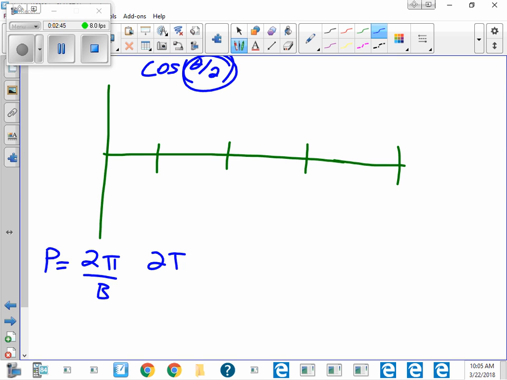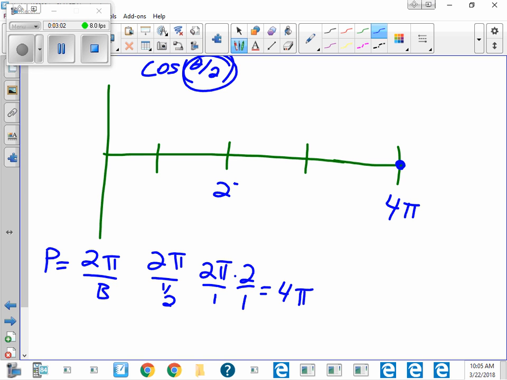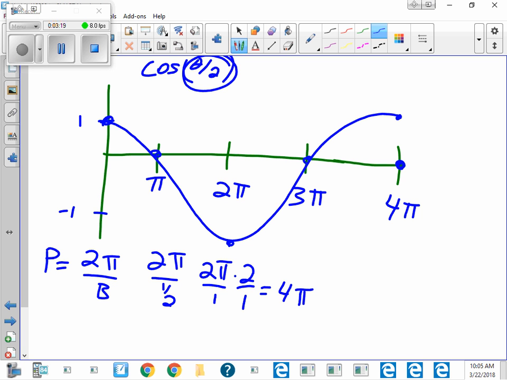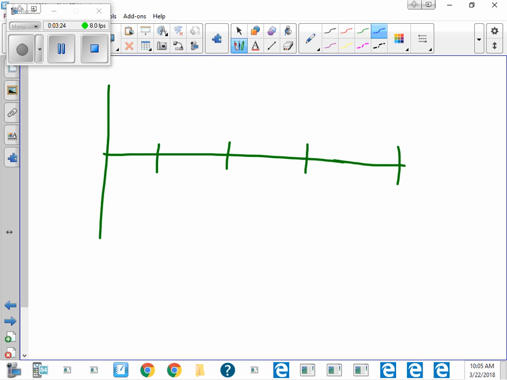So 2 pi divided by 1/2 is really just 2 pi times 2 over 1, and I get 4 pi, which means the end of my period is now 4 pi, which means halfway through would be 2 pi, and then this would be pi, and this would be 3 pi, and it's just a regular cosine from 1 to -1, here, here, here, here, and here. Everybody understand that? Okay.